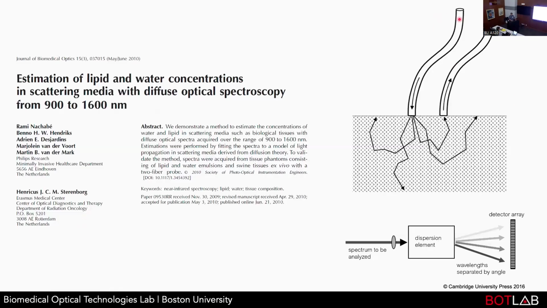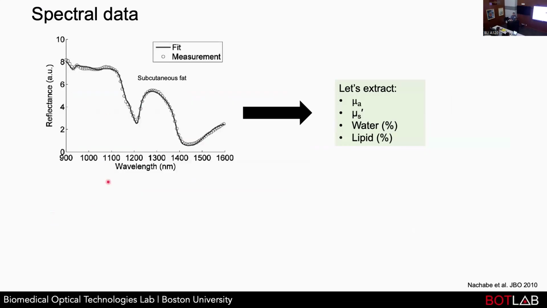So they have this fairly close source detector separation, and they send in light from a lamp, broadband light from 900 to 1600 nanometers. They detect with a spectrometer, so they can detect diffuse reflectance at many wavelengths between that 900 and 1600 nanometer range. And here's an example figure. So data is shown in the little circles here, reflectance on the y-axis, so just really almost a raw measurement. And what they want is to take this measurement, in this case from subcutaneous fat, and extract optical properties and water and lipid concentration.